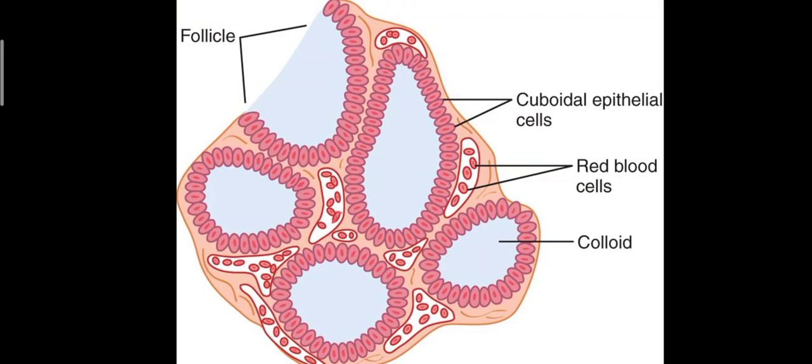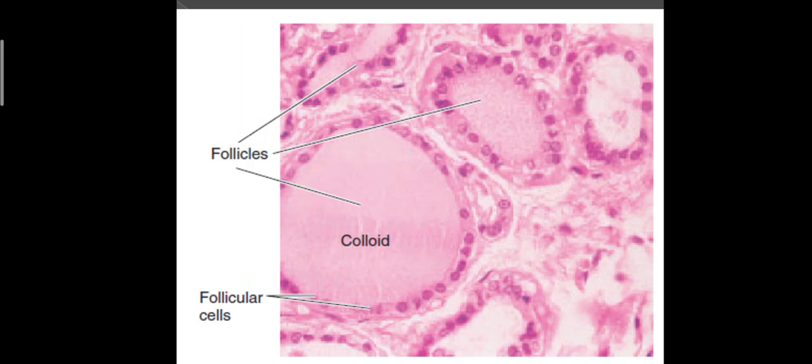part of this secretion is a glycoprotein which is known as thyroglobulin. This secretion is known as colloid, and it contains thyroglobulin, which is very important for the synthesis of thyroid hormones. This is the histologic view of the thyroid gland.